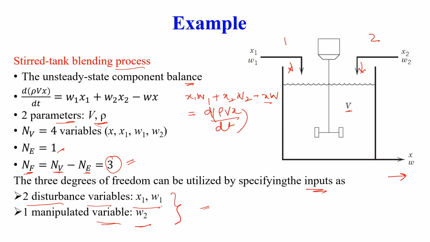So, why are we saying x1 and w1 are disturbance variables? Because there can be certain changes in the inlet. And why are we saying w2 is a manipulated variable? Because in order to set the value of x, we are going to modify the W2 flow rate in such a way that we can set the desired value of x.